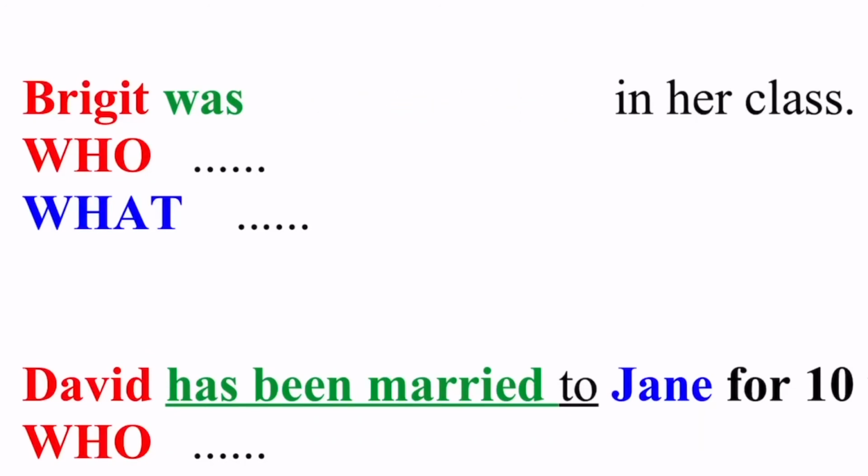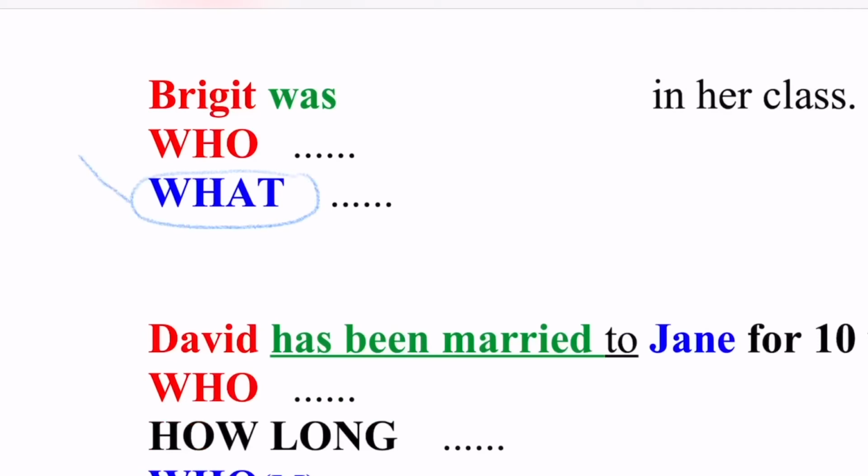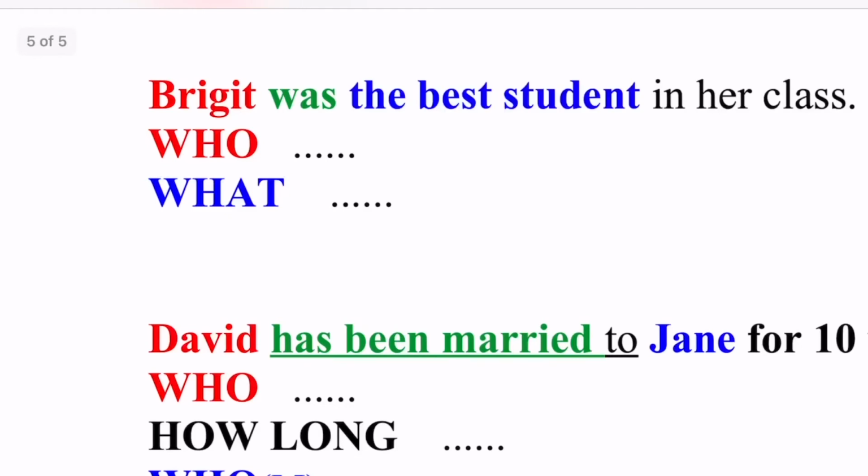Instead, we know that Bridget was something for her class, but we have no idea. She could have been a nuisance. So, we ask, what was Bridget in her class? And we know that she was the best student in her class.